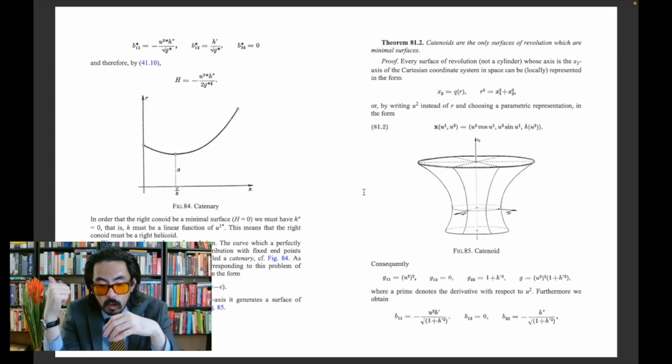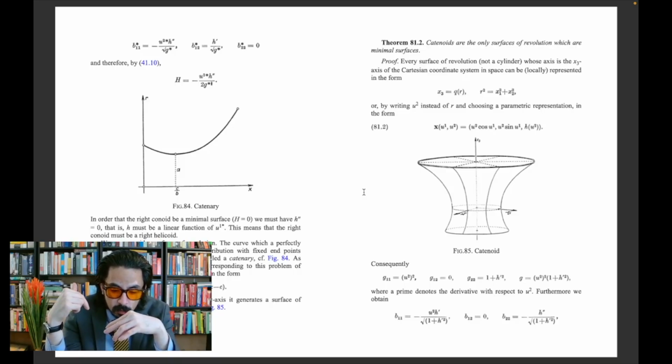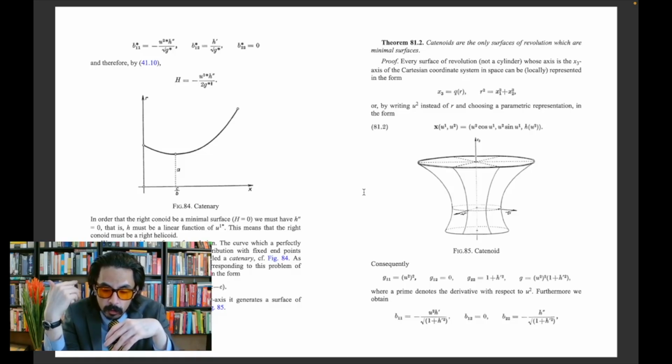Furthermore, we obtain the second fundamental form components, namely b sub 1 1 equals negative the fraction with a numerator of u2 times h prime all over a denominator of the square root of the quantity 1 plus h prime squared. Continuing on, b sub 1 2 is equal to 0, and b sub 2 2 is equal to negative the fraction with the numerator of h double prime all over the square root of the quantity 1 plus h prime squared.